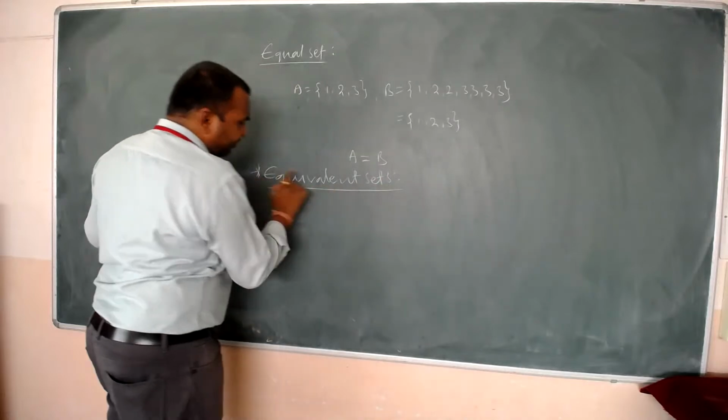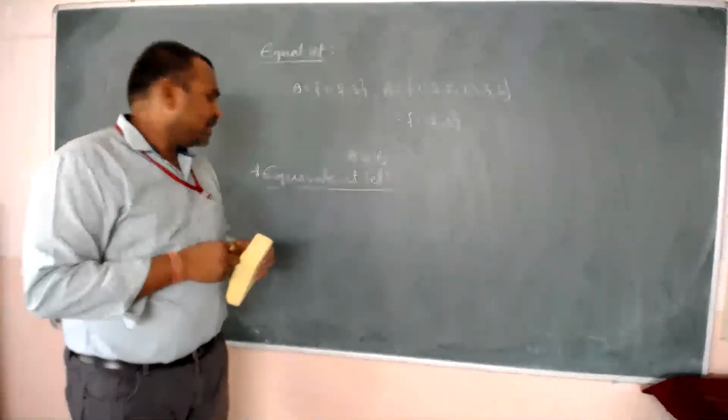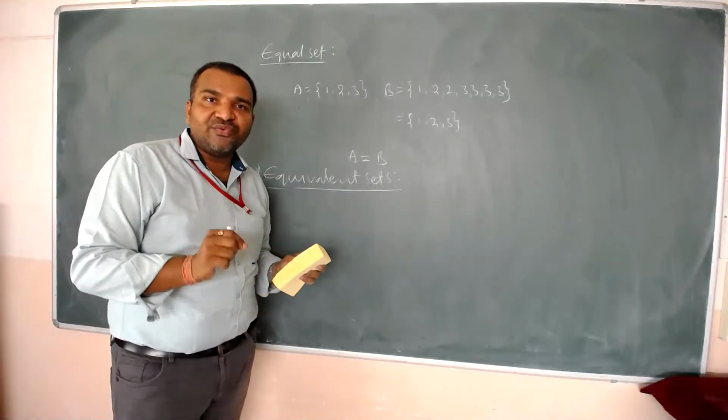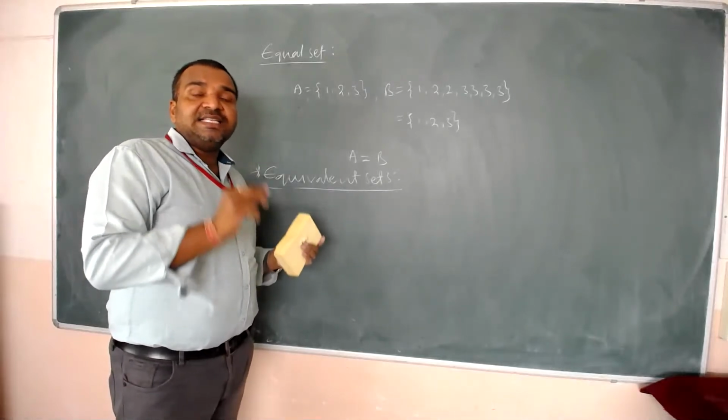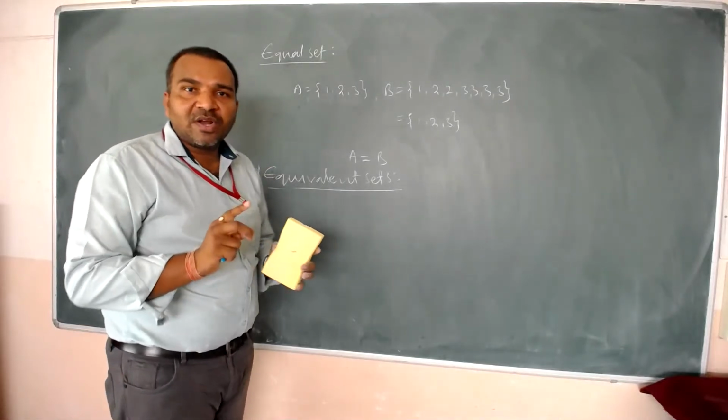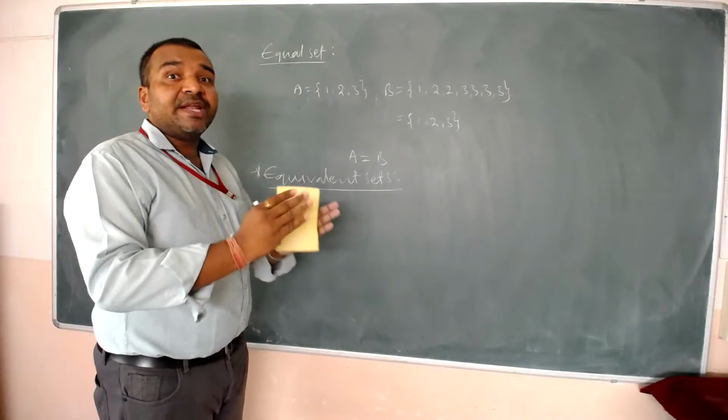So equal sets is different from equivalent sets. Two sets are said to be equivalent if they have exactly the same number of elements. They have exactly the same number of elements, not the same elements only, the same number of elements.